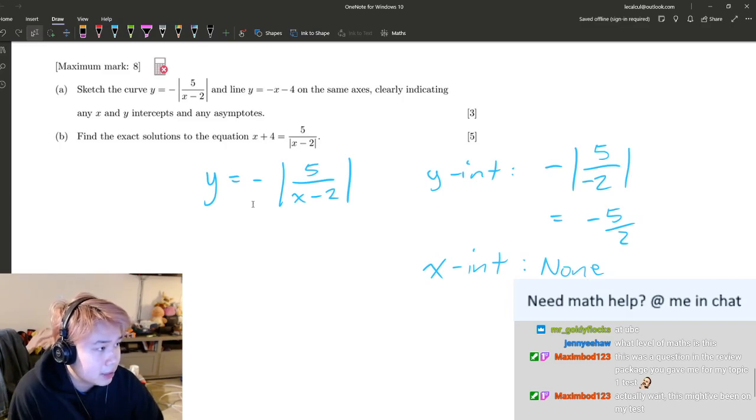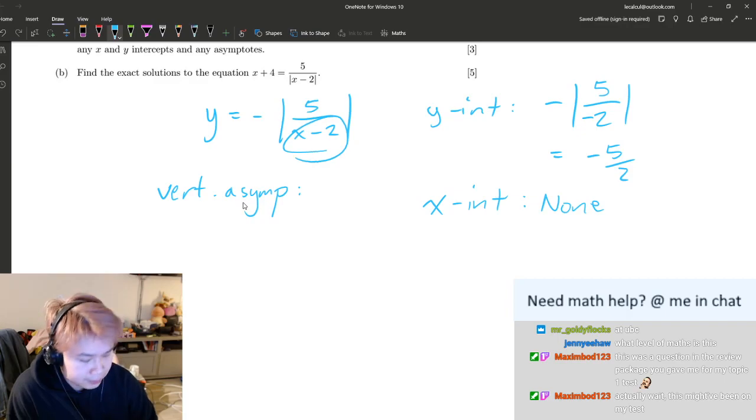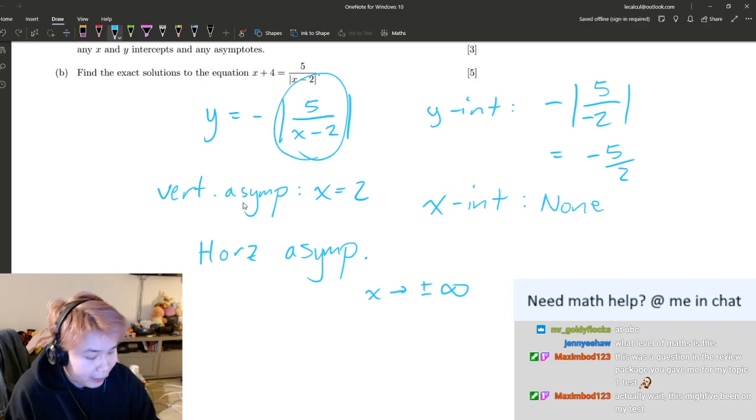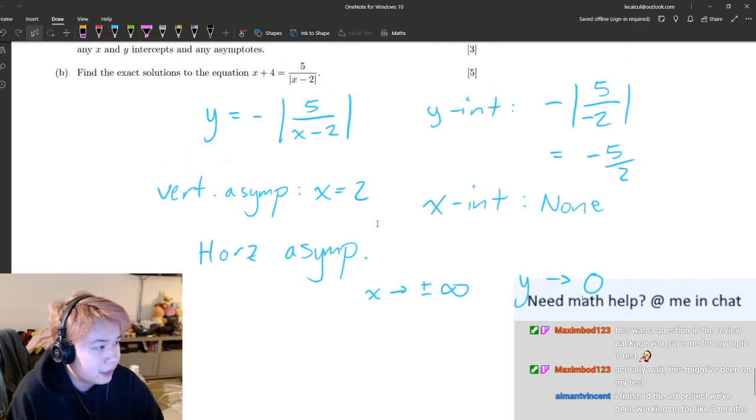Okay, and then any asymptotes. We have a vertical asymptote because we can't divide by 0. So vertical asymptote at 2. And we also have a horizontal asymptote. As x goes towards positive and negative infinity, the value of this entire fraction will decrease, so y will go towards 0. So I think this is enough information to graph this one.